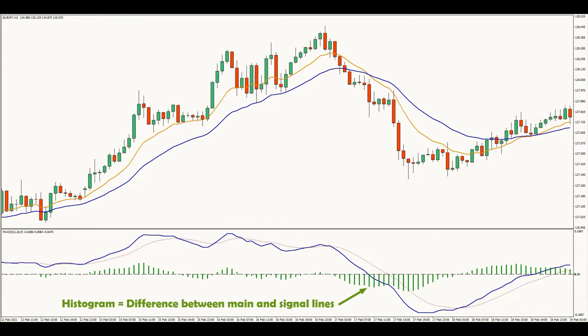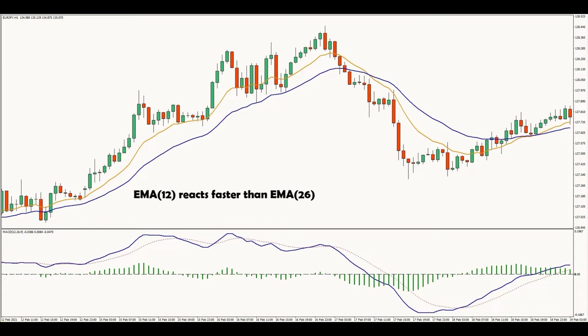The difference between the MACD main line and signal line is usually plotted as a histogram. The MACD is primarily used to detect short-term momentum. When there is an upside move, the 12 period EMA reacts faster than the 26 period EMA. This causes the two EMAs to diverge and the MACD main line increases. The MACD is great at visually quantifying the momentum of these moves.